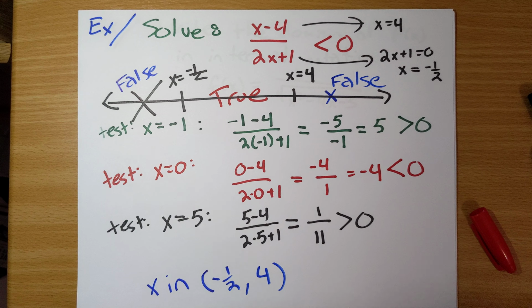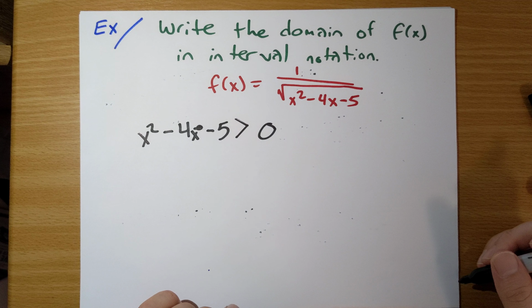One more example here. Write the domain of f(x) in interval notation. f(x) is 1 over x times the square root of x^2 - 4x - 5. So what we are looking for here is that x^2 - 4x - 5 can't be negative, because we can't take the square root of something negative. And if this was equal to 0, we would be dividing by the square root of 0, which is 0. So we want x^2 - 4x - 5 to be strictly positive.